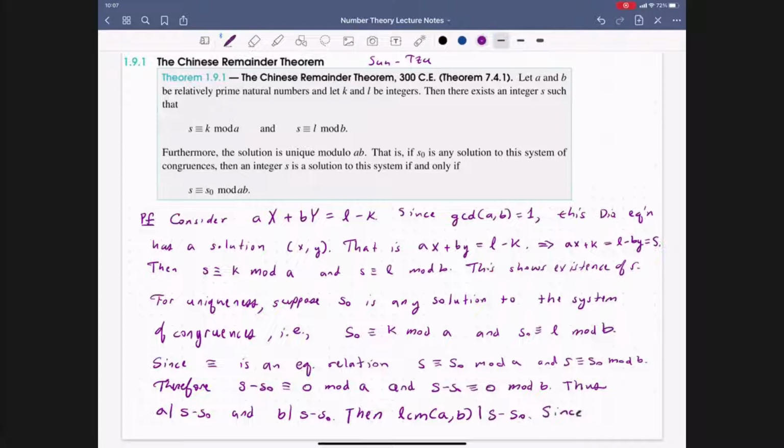So since the GCD by assumption is 1, we have that the least common multiple of A and B is equal to A times B. So this is from lesson 5. So now we have, so therefore, we have now that S minus S naught is congruent to 0 mod A times B, which implies that S is congruent to S naught mod AB, which shows the uniqueness up to congruence modulo A times B, and that finishes off the proof. And so now we are officially done with this statement.